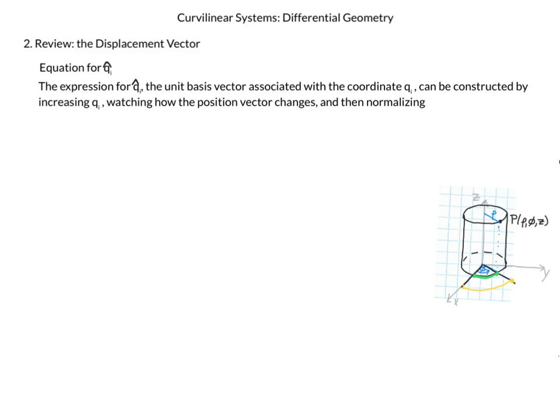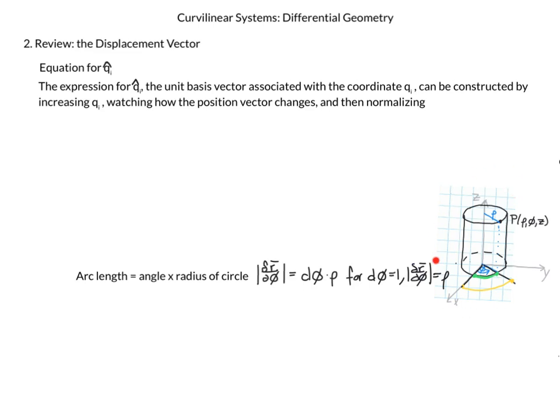If you recall, in curvilinear systems, such as this cylindrical coordinate system here, the basis vectors would change according to where you were in the space. To get an expression for the ith basis vector, which we denoted q sub i with the hat, note that the Cartesian standard basis is e sub i with the hat. Here we use q to designate a curvilinear basis. Our ith basis vector, associated with the coordinate q sub i, can be constructed by increasing q sub i and watching how the position vector changes, and then normalizing.